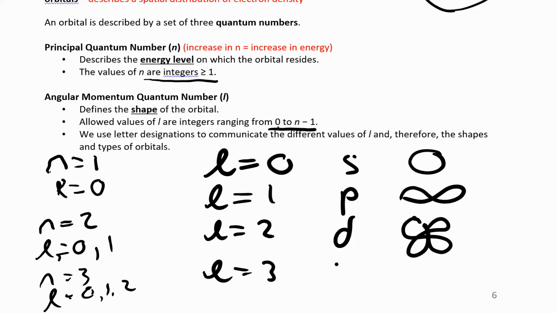L equals 3, it's called an F orbital. I'm not going to draw it. It's all kinds of crazy. They're nuts. So really, you should be able to draw S, P, and D orbitals.